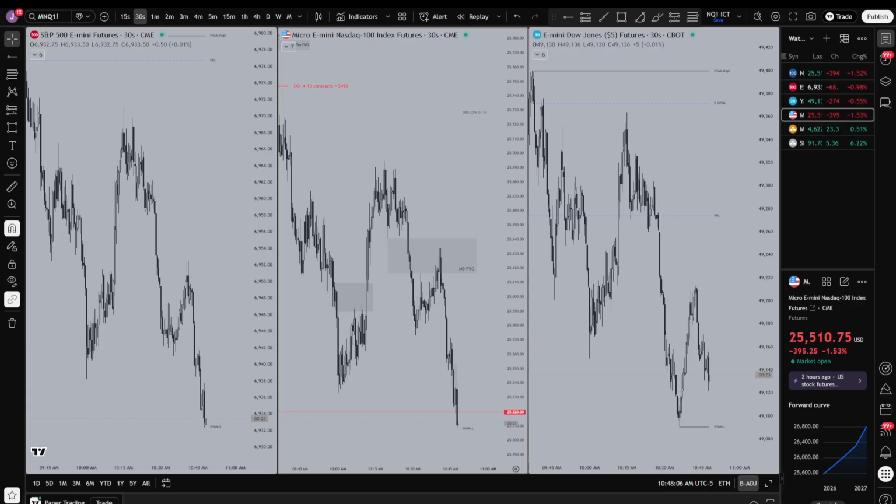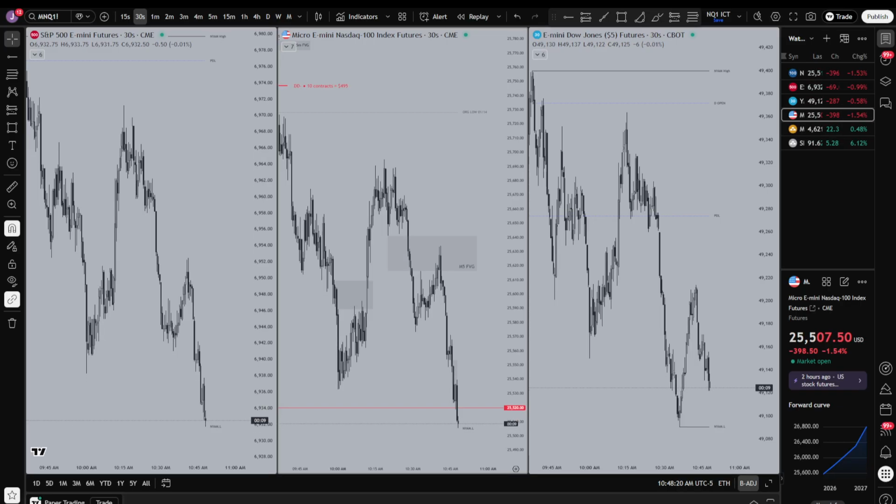I think that ICT strategies are not, I won't say not profitable, but the concepts of ICT are definitely good. So I take them one by one and create my own strategy, and I add volume in my confirmations, just so the market doesn't sweep me.